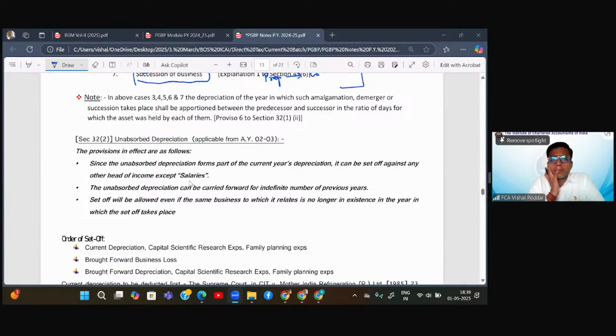Yes, Harshada, it is possible that WDV is nil while transferring. So if WDV is nil, then what is the rule for you? Whatever WDV is, that becomes the cost, so cost will be nil.